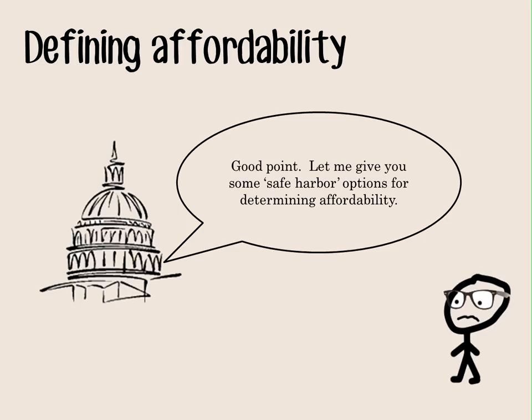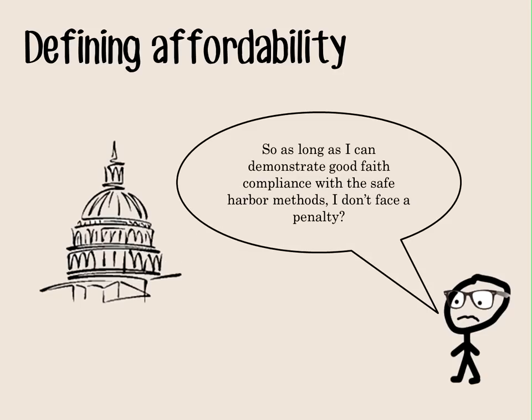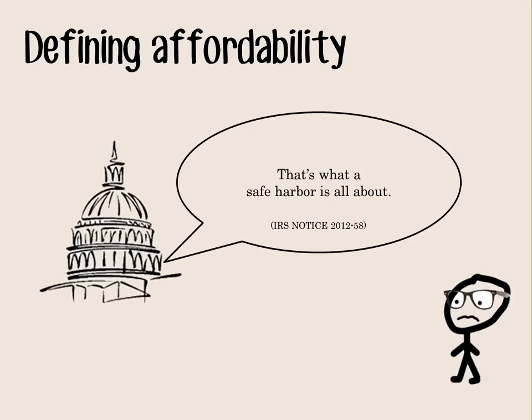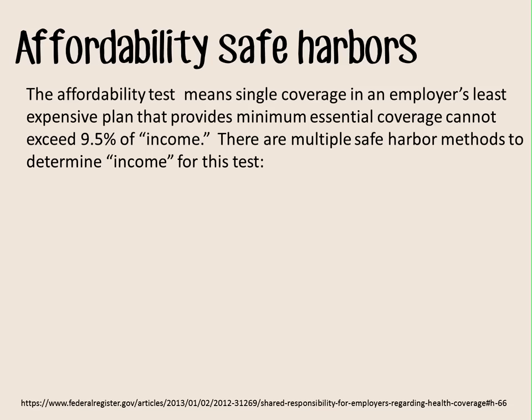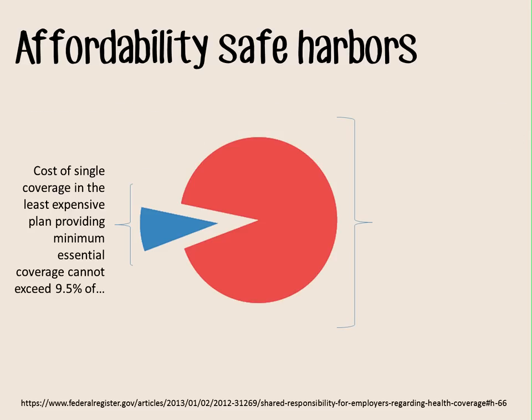Based on this feedback, the bureaucrats decided to provide a number of safe harbor options to determine affordability. And so long as employers can demonstrate good faith compliance with these safe harbor methods, they would not face a penalty. So what are these safe harbor methods? Again, the affordability test is based off of the cost of single coverage not exceeding 9.5% of the employee's quote-unquote income. The multiple safe harbor methods determine what that income is.